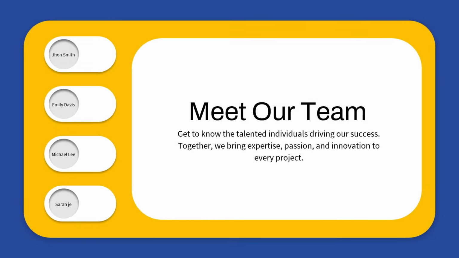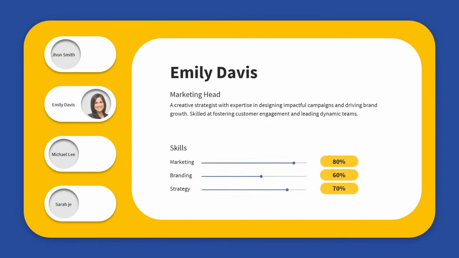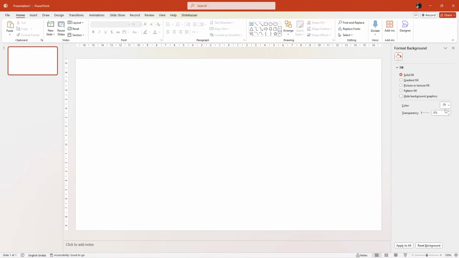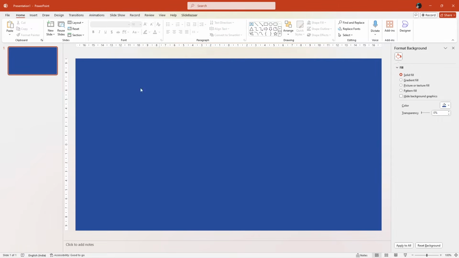This is what our team intro slide will look like. Now, let's start building it. First, right-click the slide and go to Format Background and change the color. Then, insert a rectangle with rounded corners onto the slide like this.